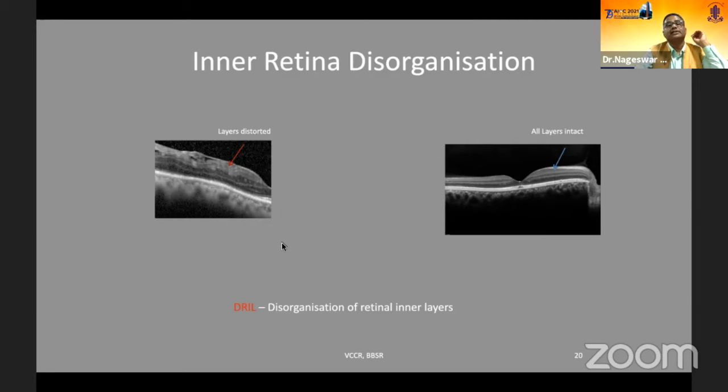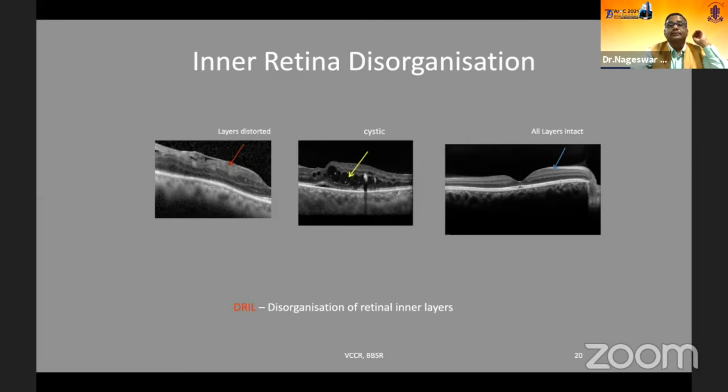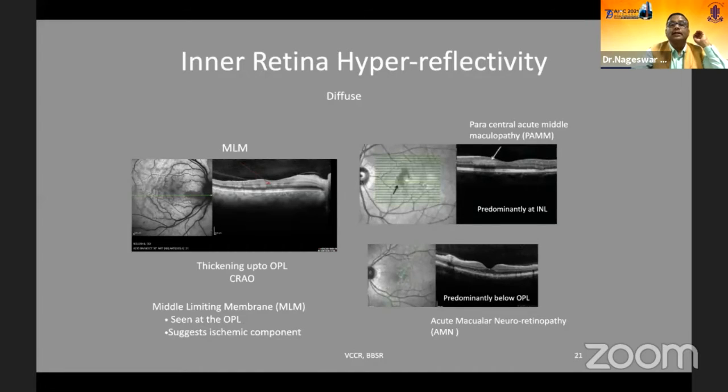Suppose the inner retinal layers are disorganized in comparison to the normal, then the prognosis becomes grim. And inner retinal hyperreflectivity: again, sometimes we will see it in acute cases. Suppose a case of CRAO comes, whether it is acute or chronic. In acute cases, because of the cloudy thickening of the inner retina, there will be thickened inner retina up to the OPL, outer plexiform layer.